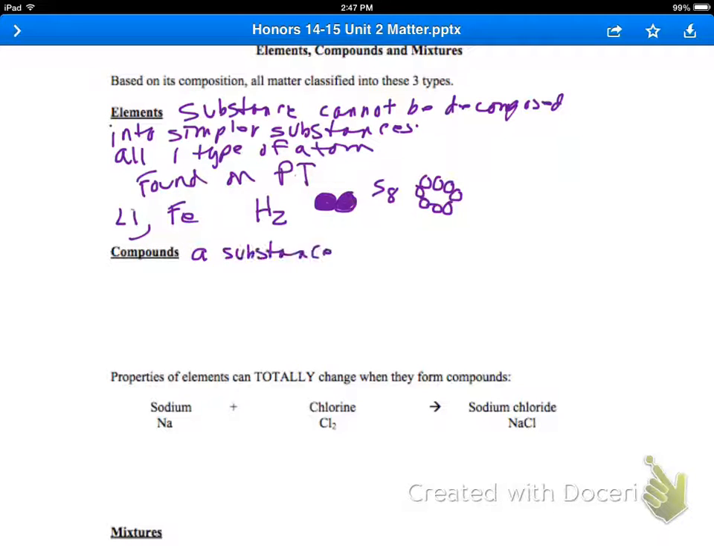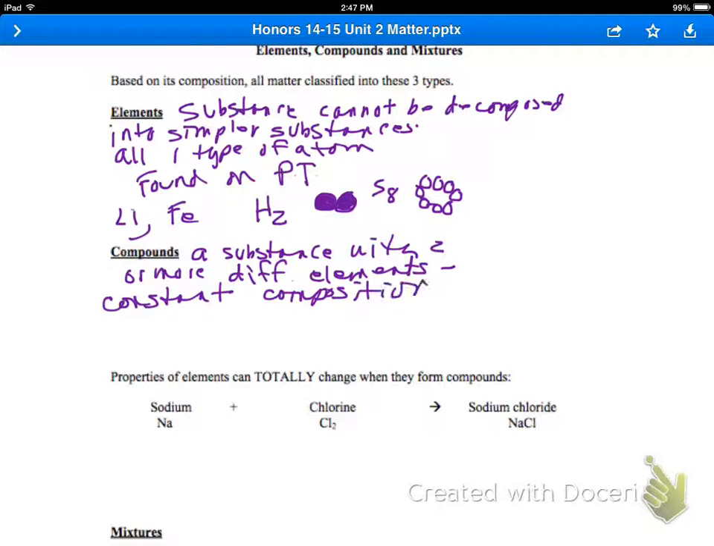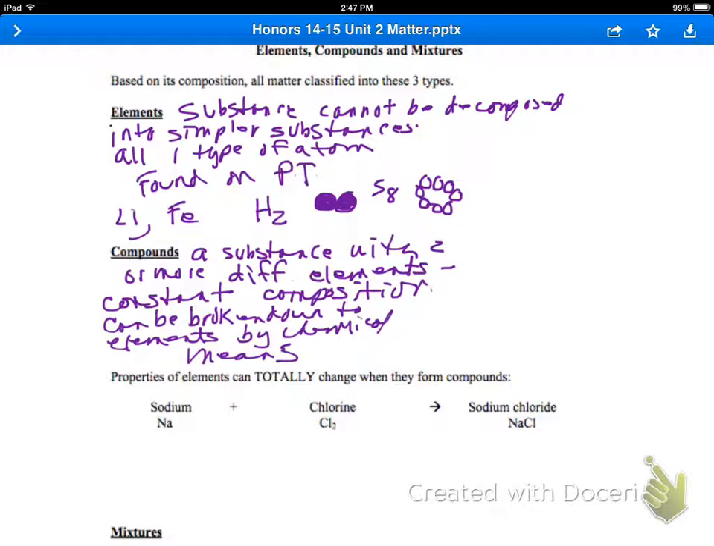Now, when we combine elements, we end up with a compound. So a compound is a substance with two or more different elements that has a constant composition. They're chemically combined. They can be broken down to elements by chemical means. Okay, so we're going to talk about sodium and chlorine on the next slide, but I want to talk about mixtures.